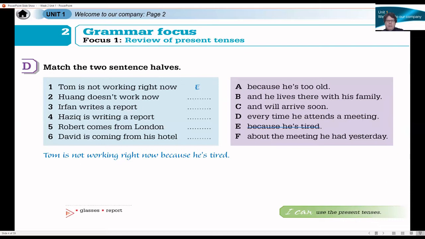All right, review of the present tense. We're continuing with this. Match the sentences. Tom is not working right now. Why? Because he's tired, right? Okay, so, and then we have Huang doesn't work now. Ifran writes a report. Isaac is writing a report. Robert comes from London. David is coming from his hotel. As usual, you can pause the video for as long as you need now.